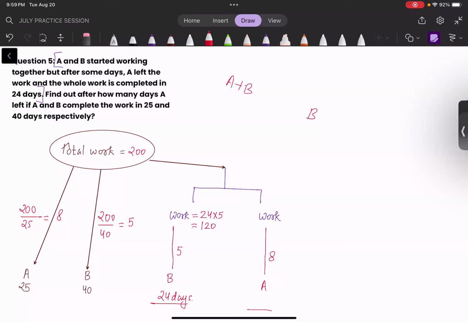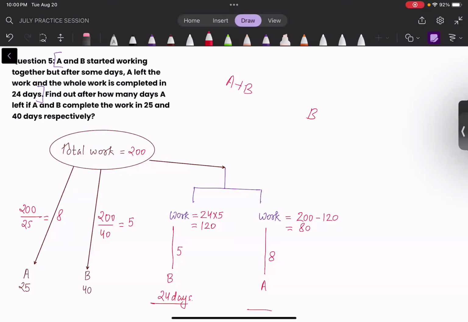Think as a student. 200 questions you have to do. 120 questions are done by the person B. How many questions are left? 120 done. How many left? 200 minus 120. That is 80. Now answer. 80 questions are left.